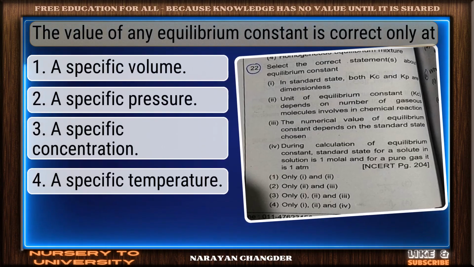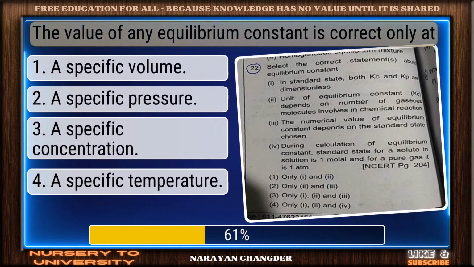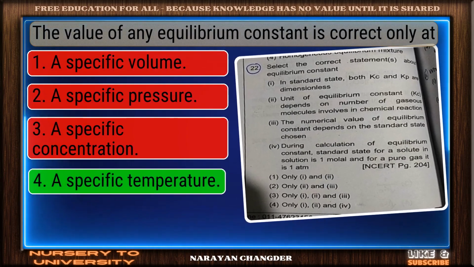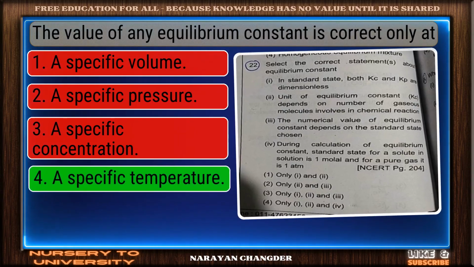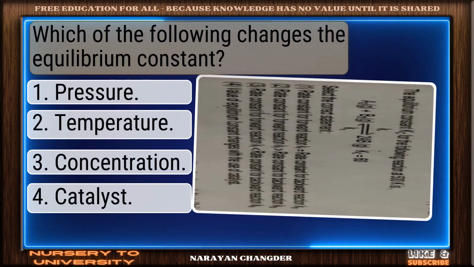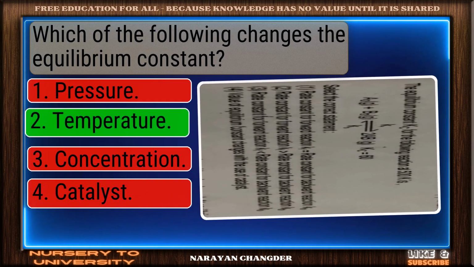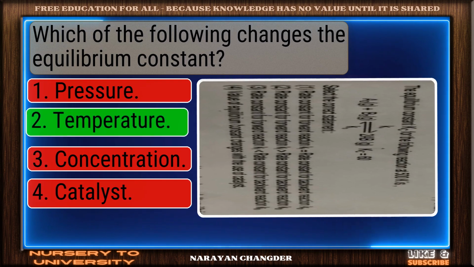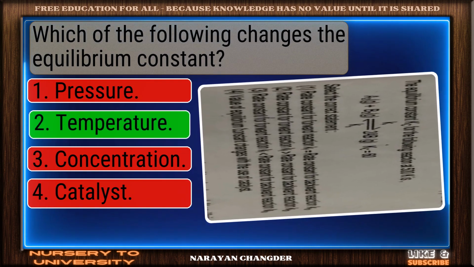The value of any equilibrium constant is correct only at. Correct response. A specific temperature is the most accurate answer. Which of the following changes the equilibrium constant? Clear logic. Your choice, temperature, is sound and 100% true.